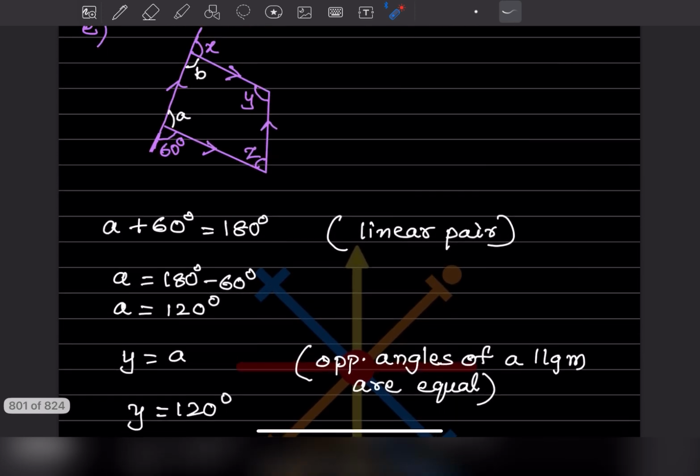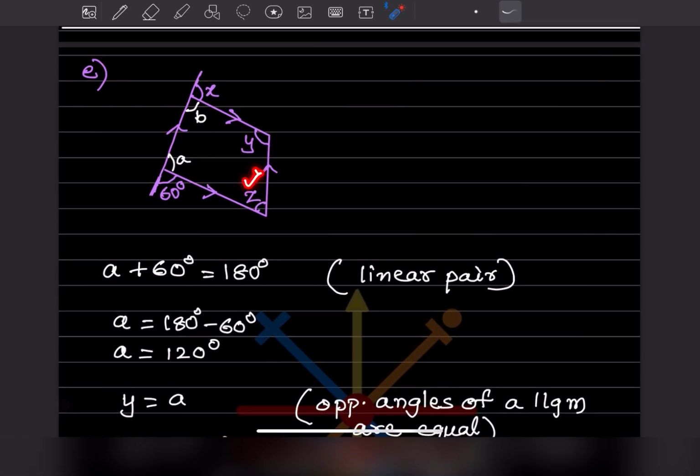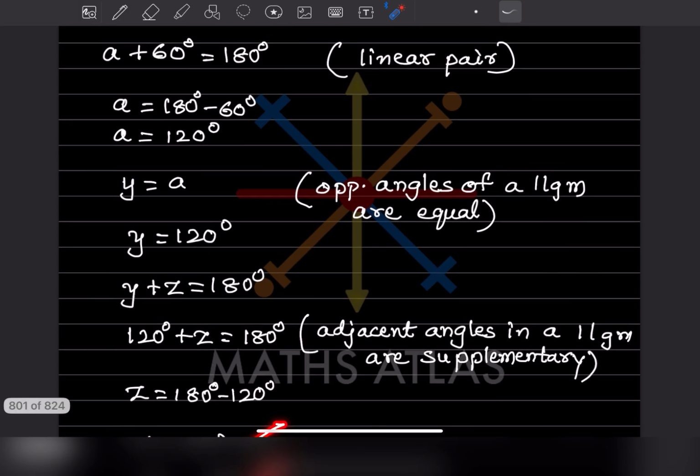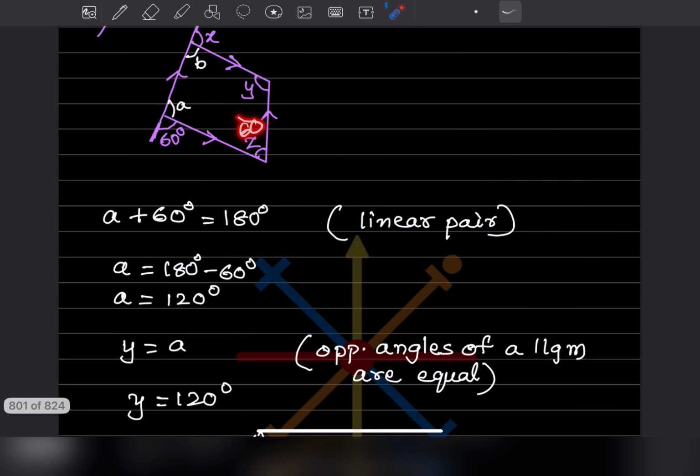So now you got z. So you can get b easily. This is what we got, z is 60. So b also should be 60. Why 60? Because they are again the opposite angles, which should be equal.